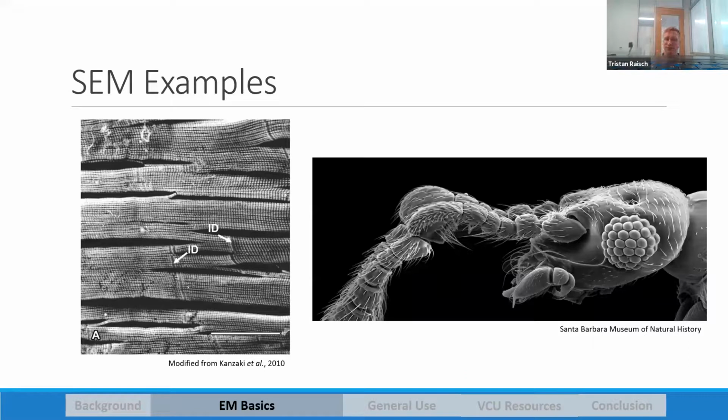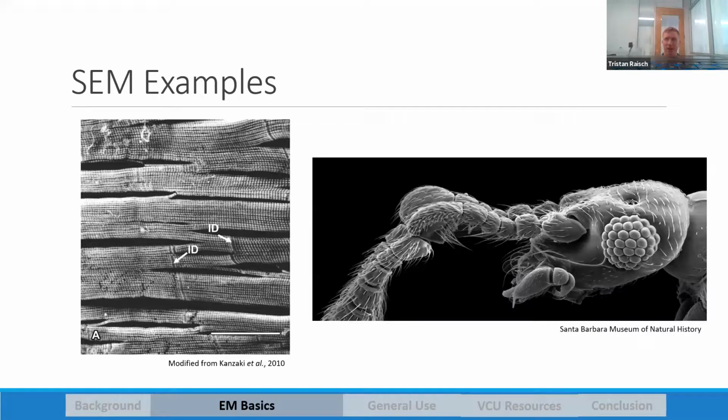On the left, just for some consistency, is an image of cardiac tissue where you can see the sarcomeres within and intercalated discs between each cell. On the right, from the Santa Barbara Museum of Natural History, is an image of the head of a beetle. And on the SEM, it's able to capture in 3 dimensions the stunning clarity of the eye, mandible, and even the hairs on the beetle's head and antennae.